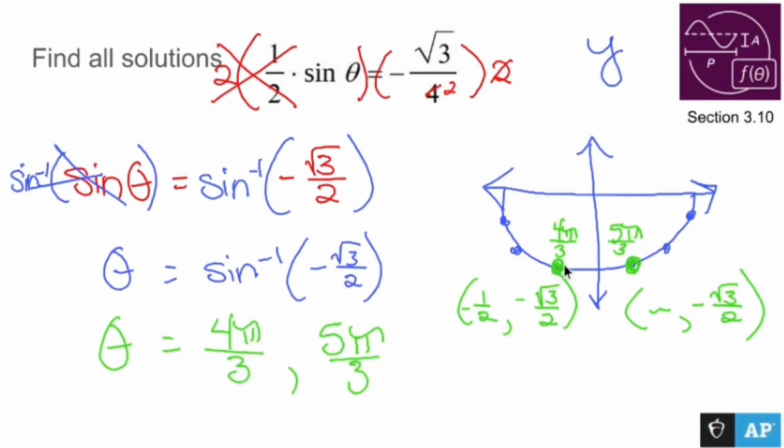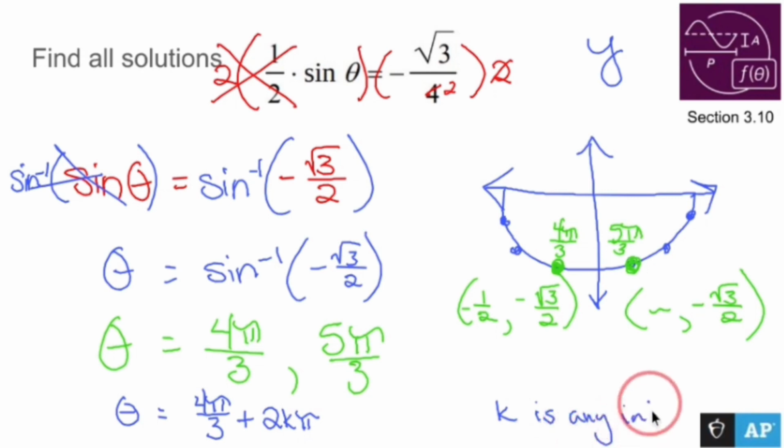Well, what are all of my solutions? Basically this point and every plus 2 pi, or every minus 2 pi. So the way I will word this at the very bottom is I will say theta is going to equal 4 pi over 3, but I'm going to add 2 pi a bunch of times. So I'll say plus 2k pi. What's k? K is any integer.